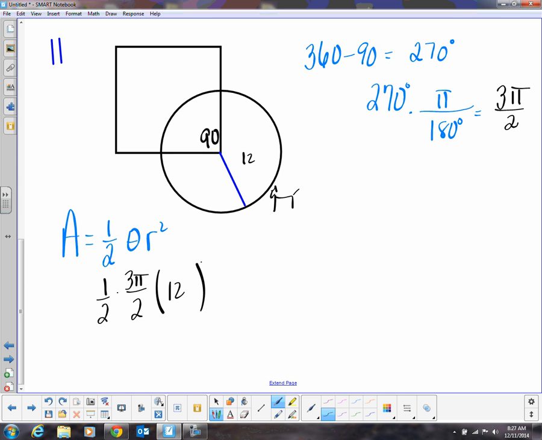12, and that gets squared. So this is going to be 3 pi over 4, numerator times numerator, denominator times denominator, because 1 times 3 is 3, 2 times 2 is 4. Rather than get the long and short of it, this is going to be 108 pi. If you needed this in decimal form, that's 339.12 feet squared.